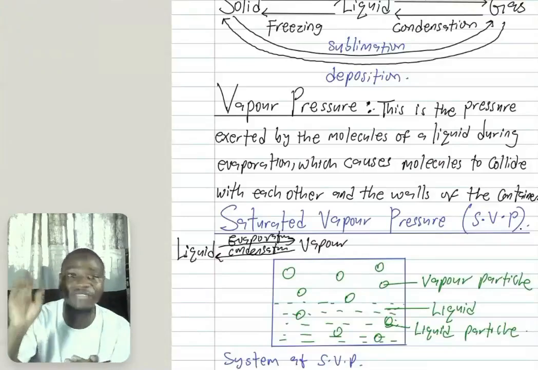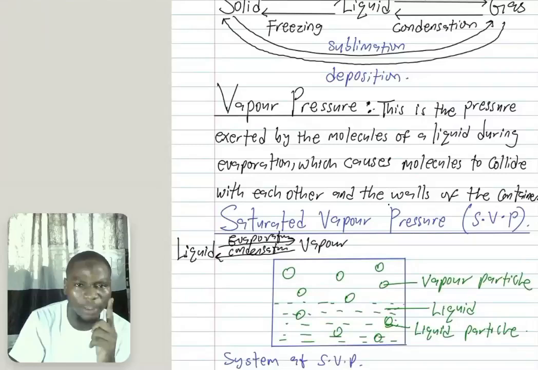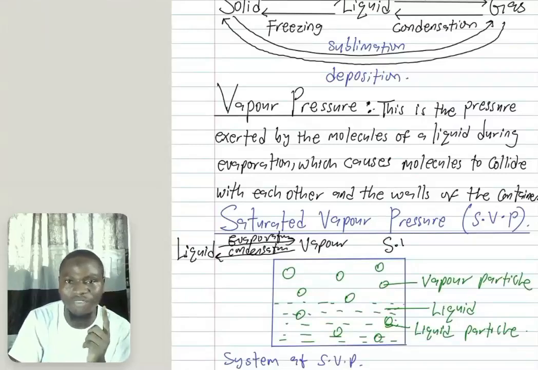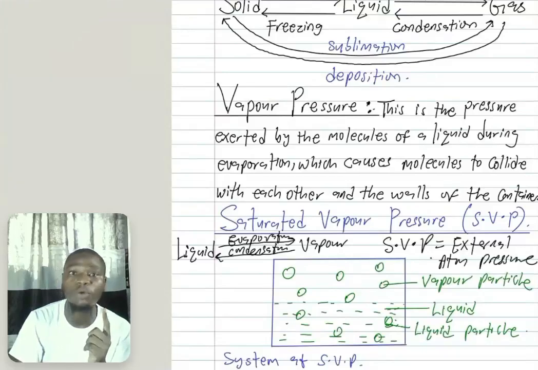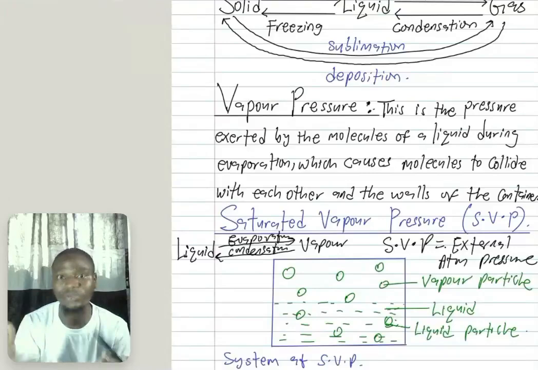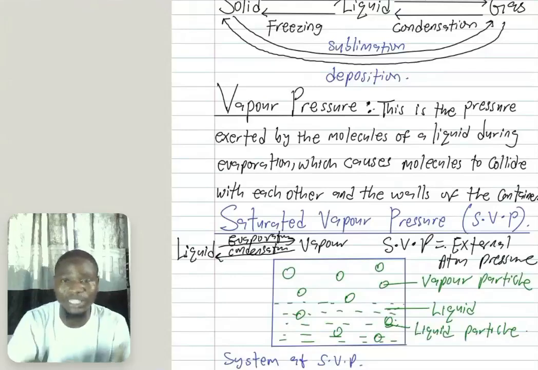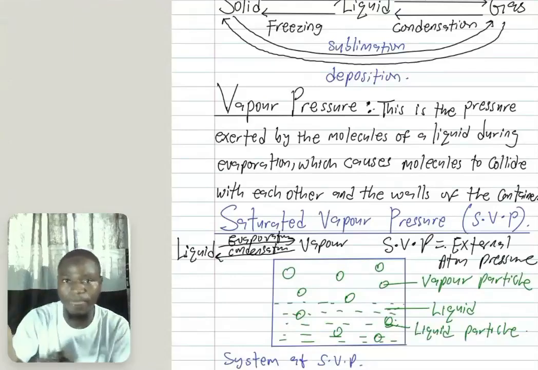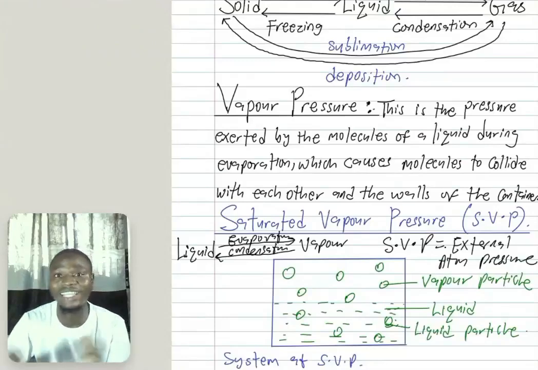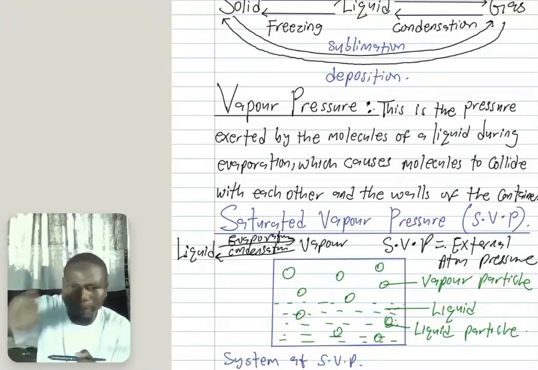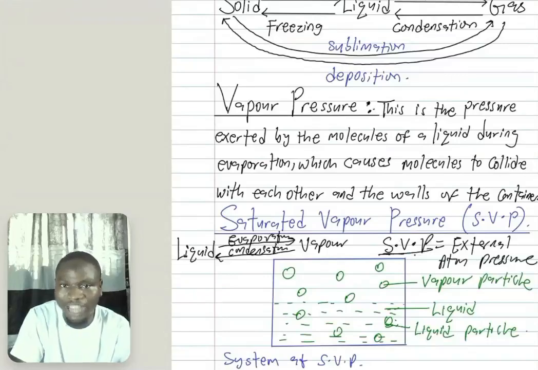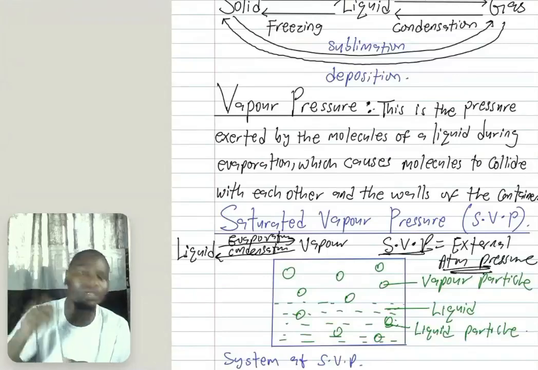And the point at which the saturated vapor pressure is equal to the external atmospheric pressure is what we call the boiling point. At that point, we say that the liquid is boiling. So if they ask you to define boiling, it is the process by which the SVP, the saturated vapor pressure, is equal to the external atmospheric pressure. The temperature at which this occurs is what we call the boiling point.